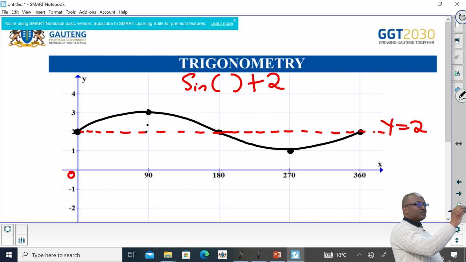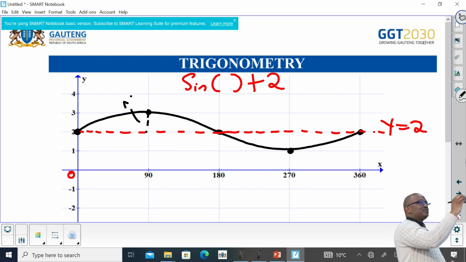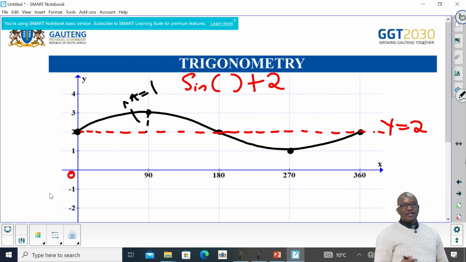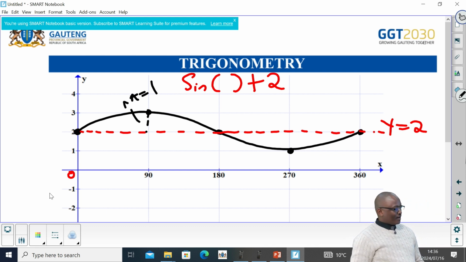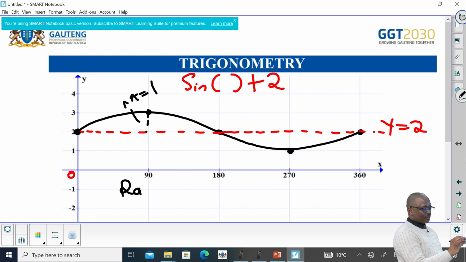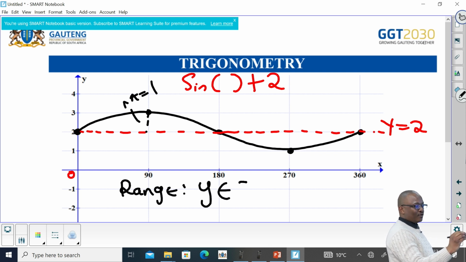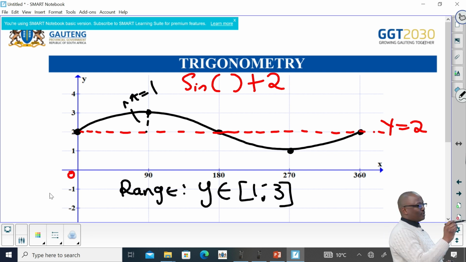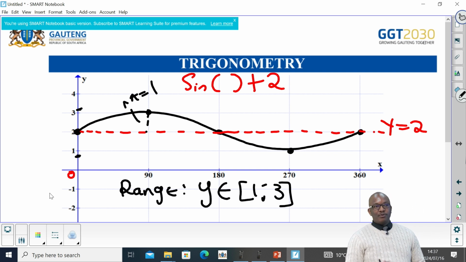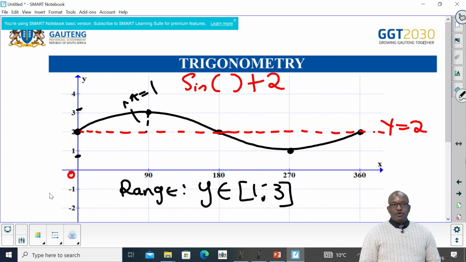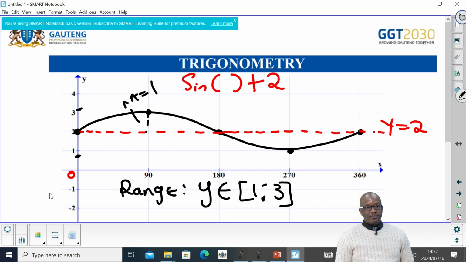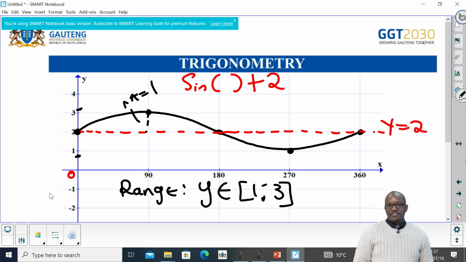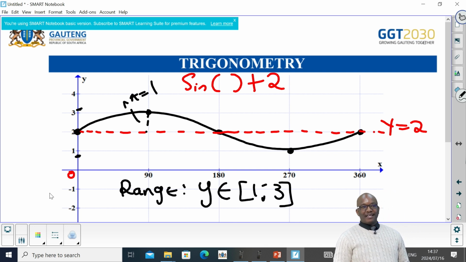The amplitude, we can see that our amplitude is going to be 1. We only have 1 unit there. Then your range now is going to be y is an element of 1 and 3. So remember, range will always start with the lowest number and go to the bigger number. So 1 and 3, that will be your range. So those are the types of questions that they are going to be asking you, and how to sketch your function and look at the amplitude and the range.